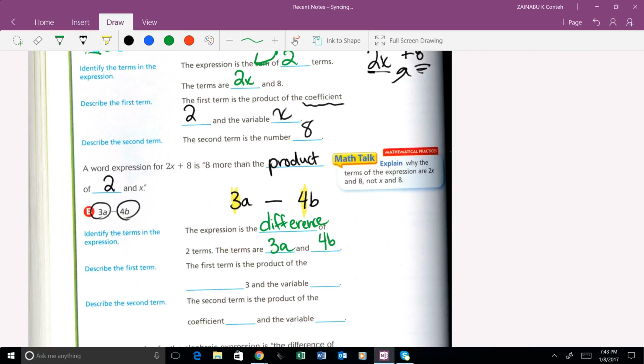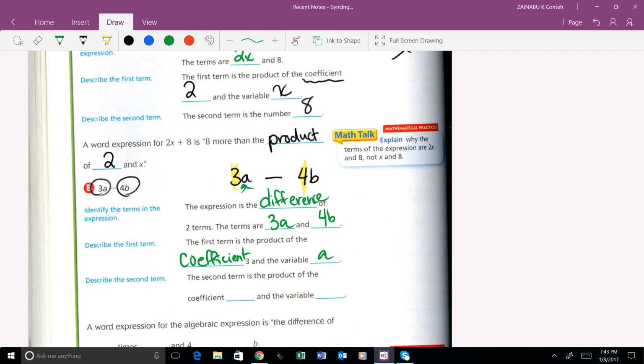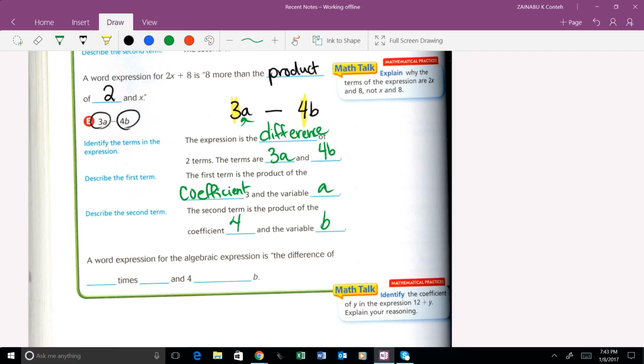The first term is the product of that fancy word that we front-loaded, coefficient? 3. And what's the variable beside 3? A. The second term is the product of the coefficient 4 and the variable B. Now, a word expression for the algebraic expression is the difference of 3 times A and 4 times B.